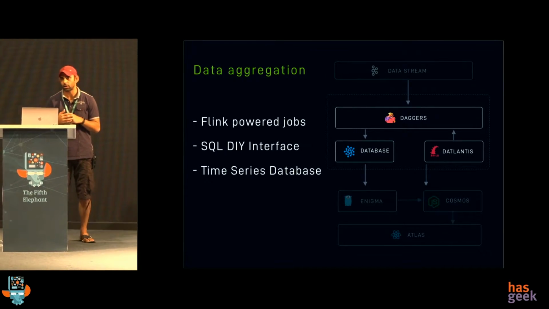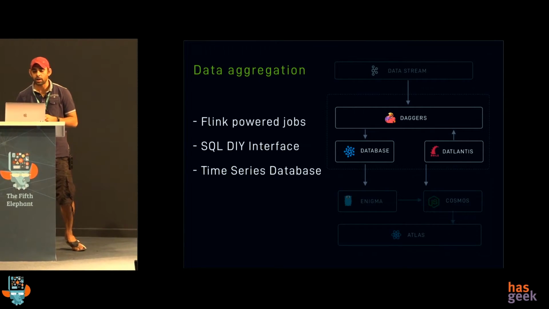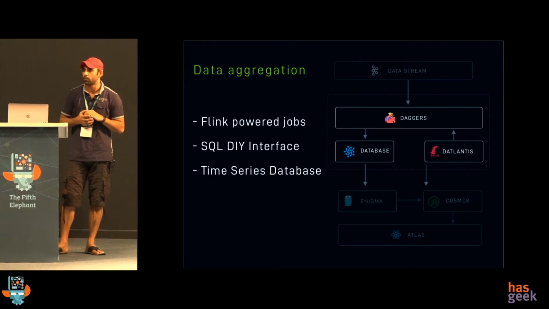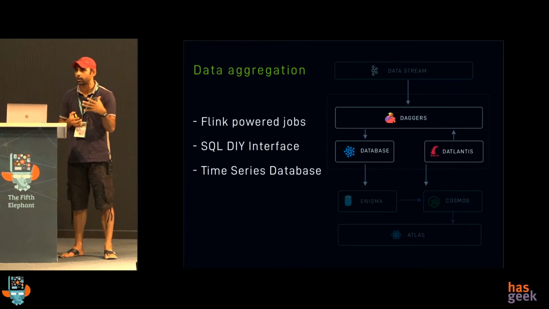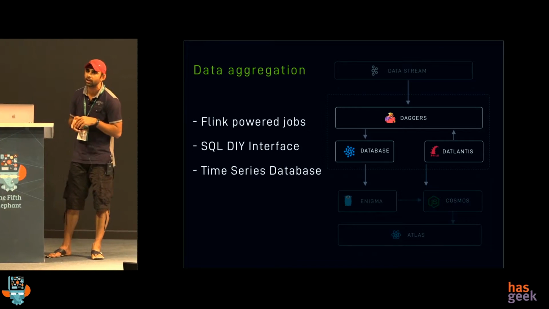Then we have another layer, which is the data aggregation layer. What happens in the data aggregation layer is that we have built certain tools on top of Flink. So at the core, there is Flink, which is doing real-time aggregation.